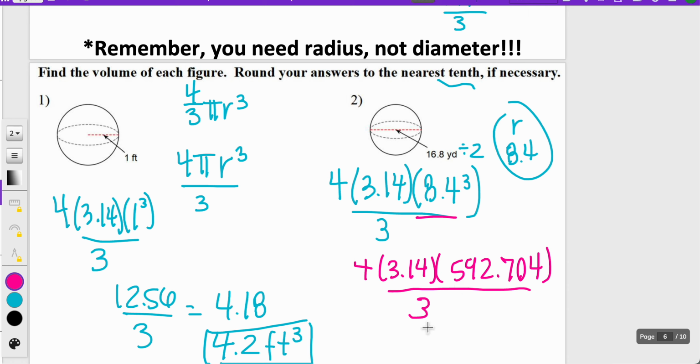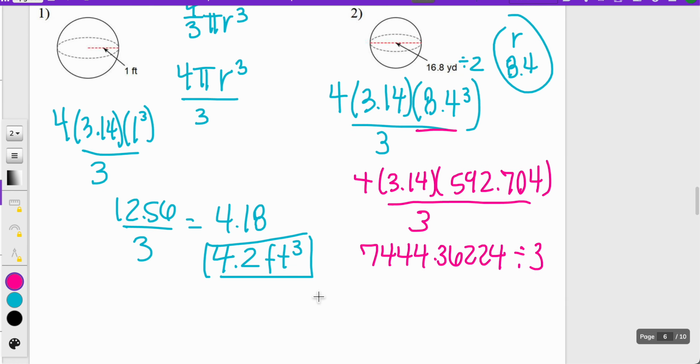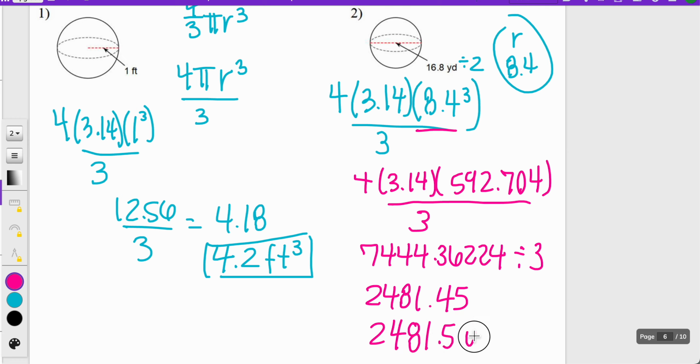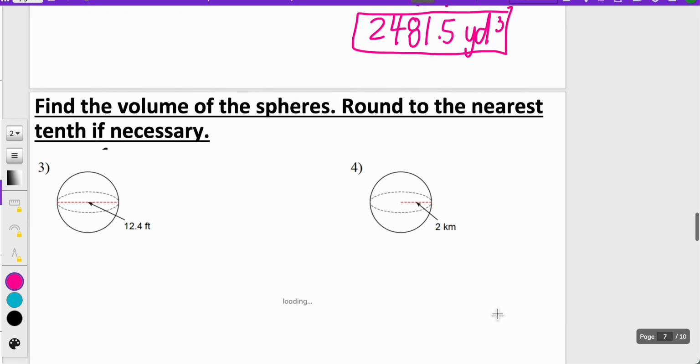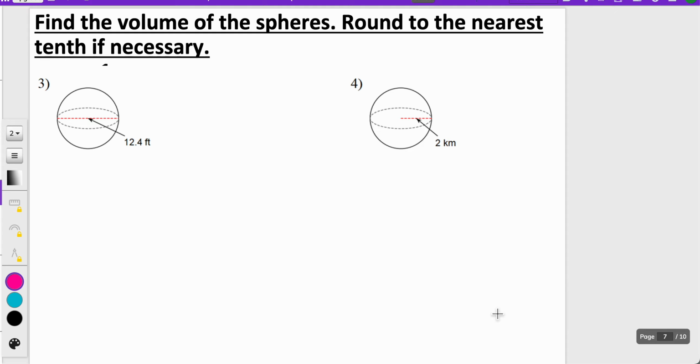So let's do that top number. 4 times 3.14 times 592.704 is 7,444.36224, and then I'm going to divide that number by 3. I'm going to get 2,481.45, sorry for the bell, and we're just going to round that to 2,481.5 yards cubed. Okay, so for these next few, I want to see if you can try these on your own. Go ahead and take time now to pause the video here, and when you're ready to check it, go ahead and click play.